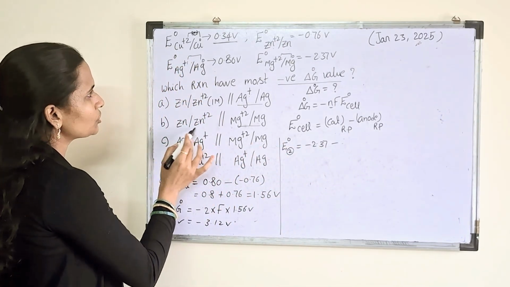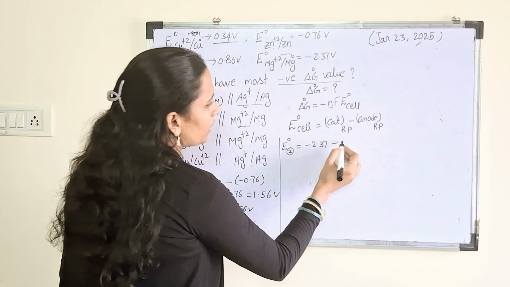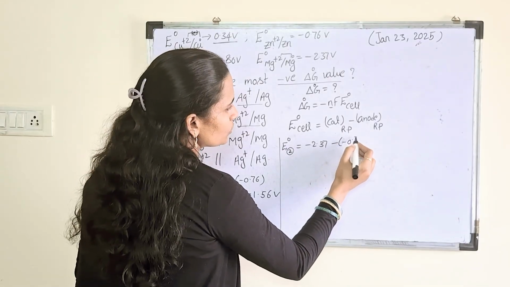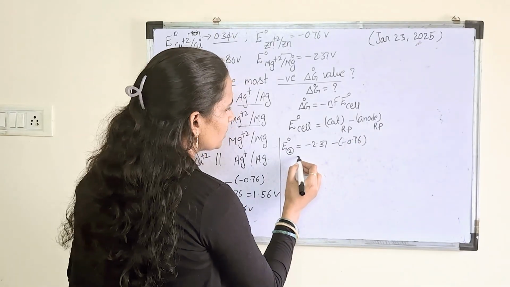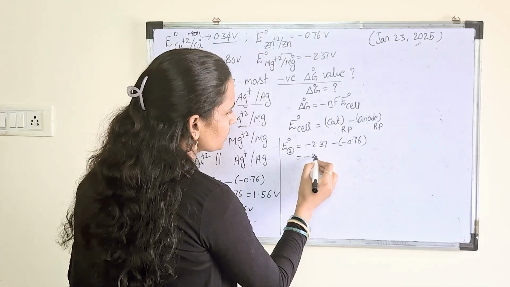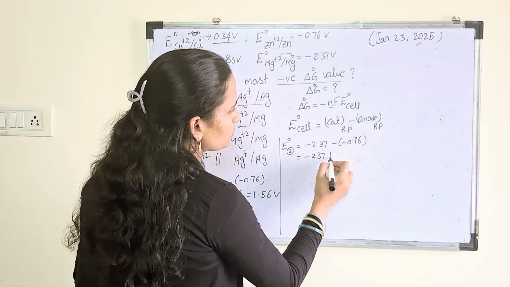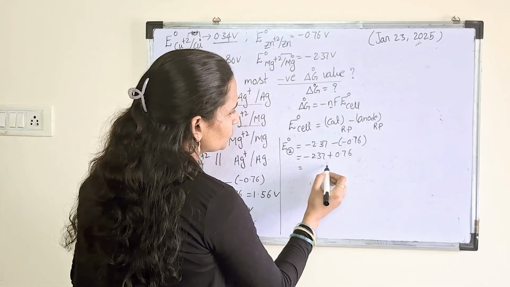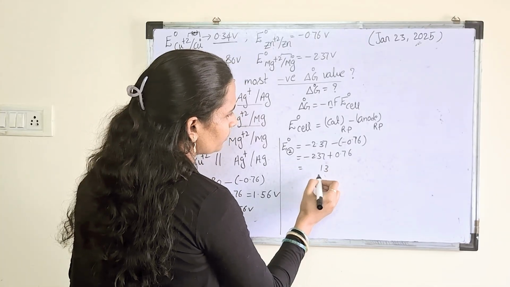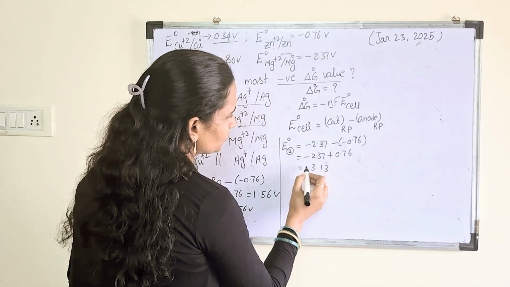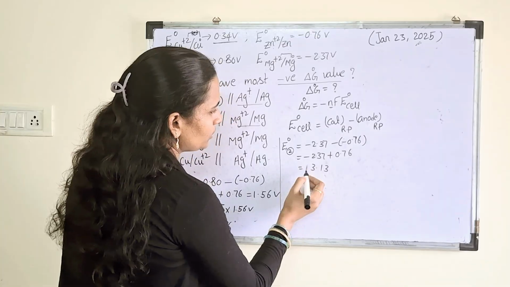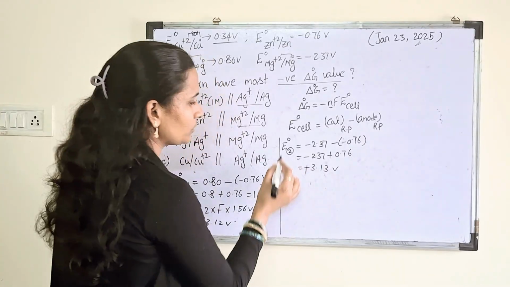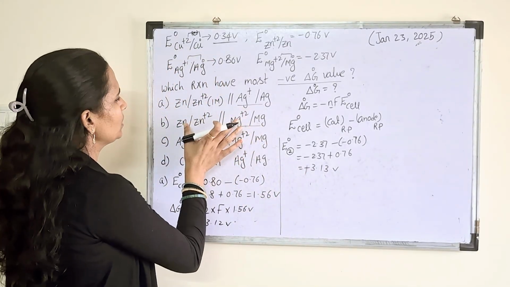Anode is which one? Zinc. That is minus 0.76 volts. So now do it: minus 2.37, minus of minus 0.76 becomes plus 0.76. So the total value is 3.13 volts, minus 3.13. That is the E naught value for the second equation.